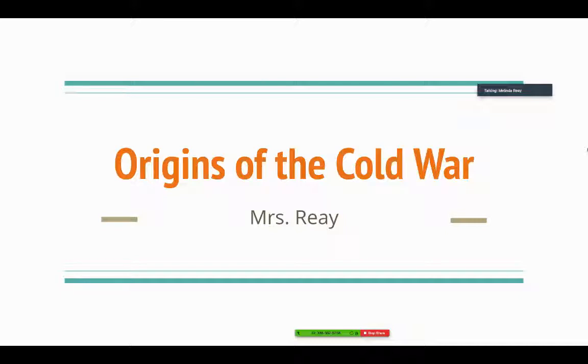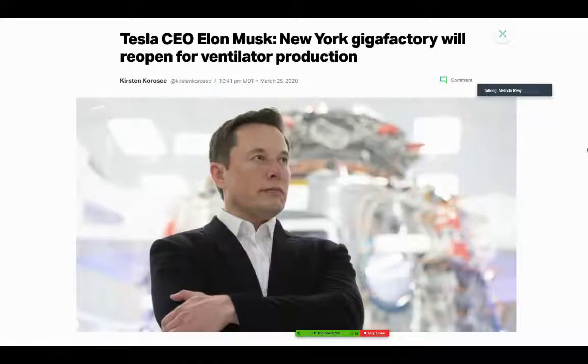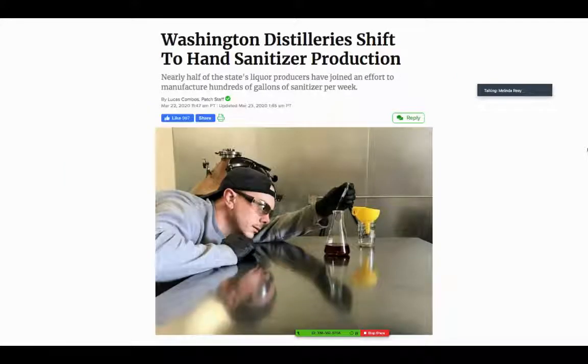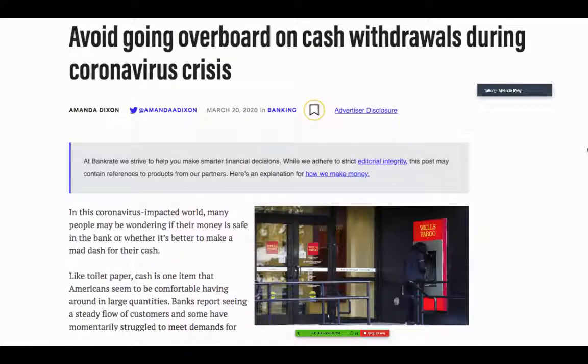If you want to compare APUSH to what we're learning in class, you guys remember when we talked about World War II and how everybody mobilized for the war effort? That's actually happening right now. One of the biggest things they need are ventilators. So a bunch of car companies, since nobody's buying cars right now, are converting to create ventilator systems. Also, a bunch of whiskey distilleries are now converting to make hand sanitizer because it's the easiest way to convert. And I've also seen clothing companies now making masks and things like that.